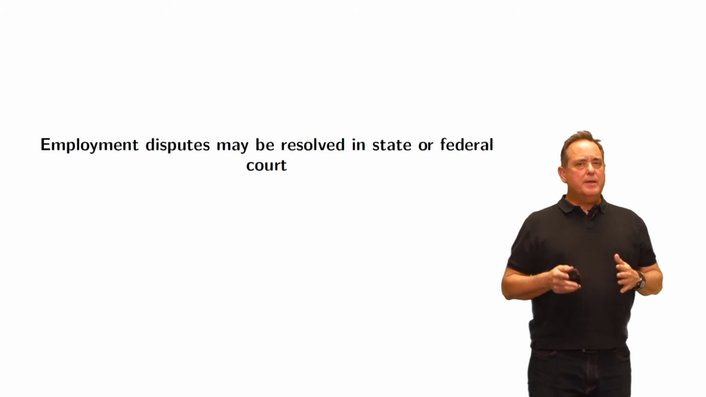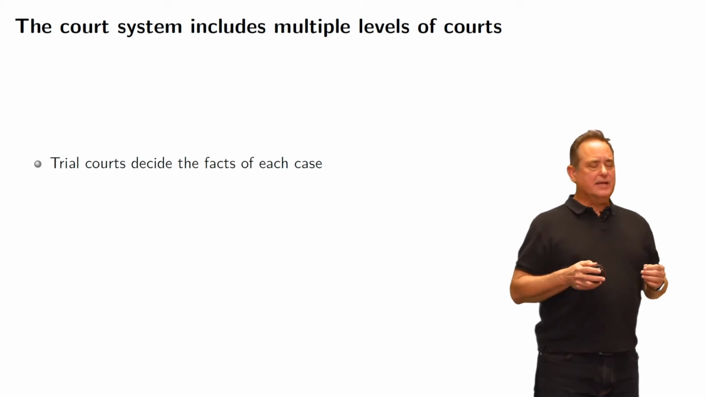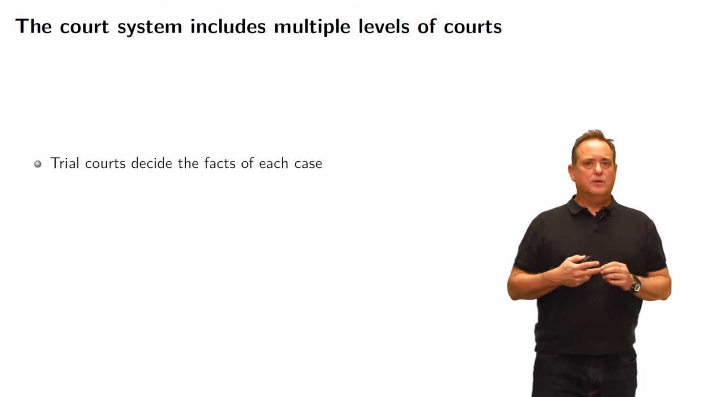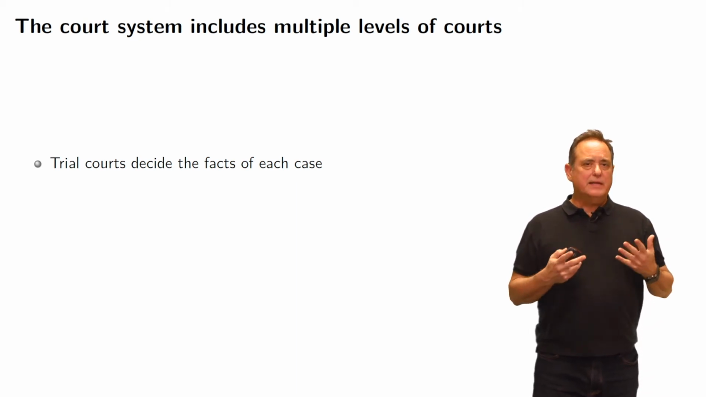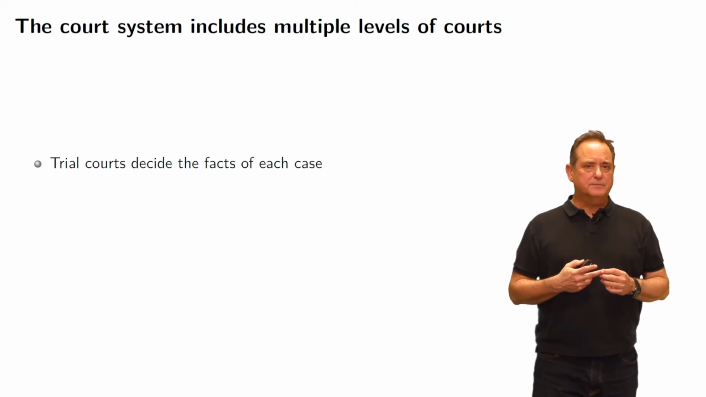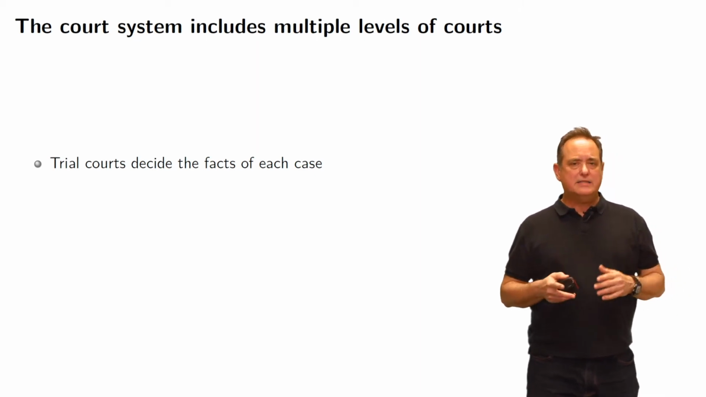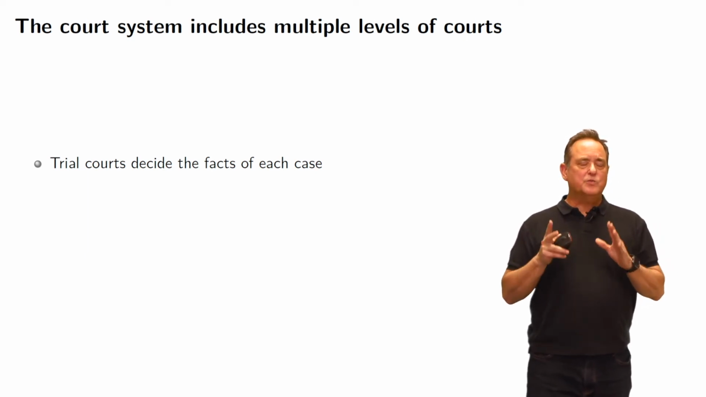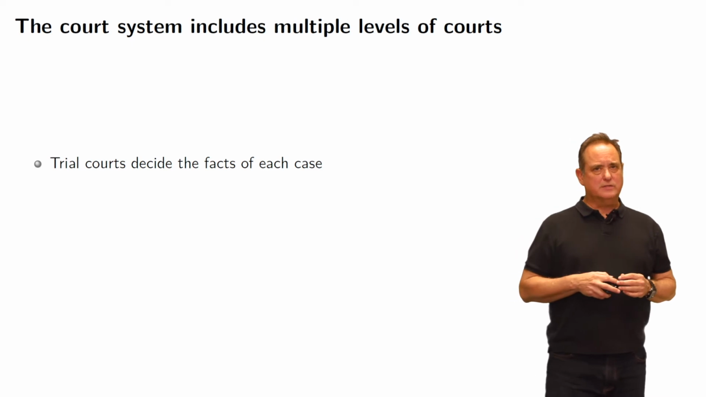First of all, employment disputes may be resolved in state or federal court. The United States has a very convoluted court system. In fact, we don't have one court system. We have 51 different court systems because every state has its own court system and the federal government has its own court system as well. Now, fortunately for our purposes, the court systems are going to be organized in much the same manner. There are differences, and we'll talk about some of those, but in essence, when I talk about the court system, it applies to both the federal court system and the state court system.